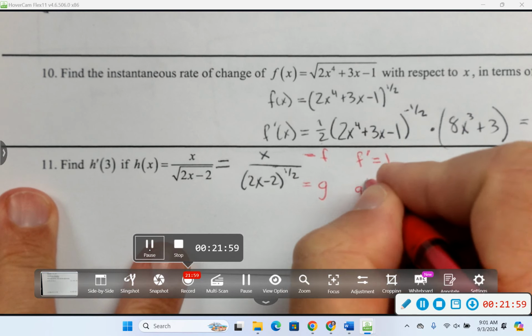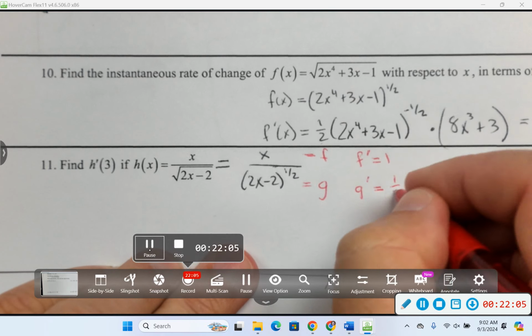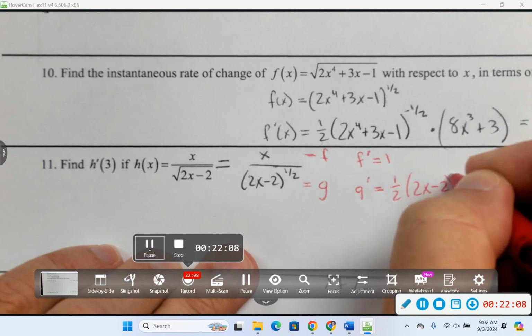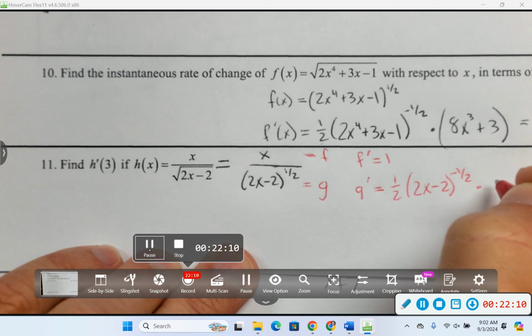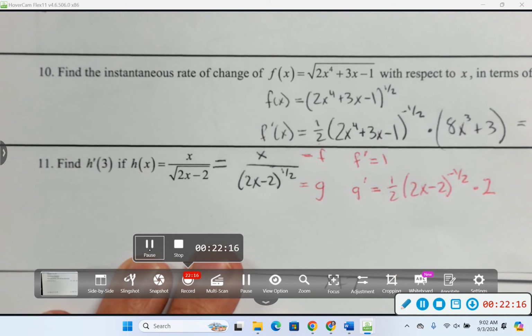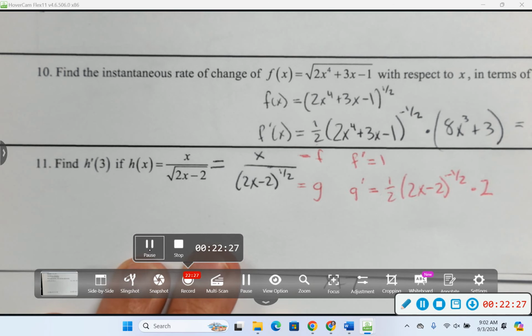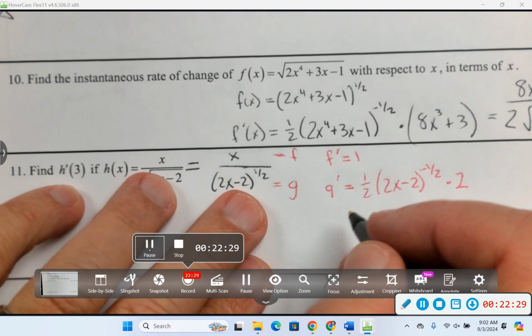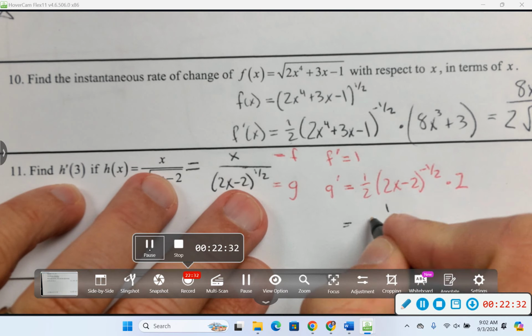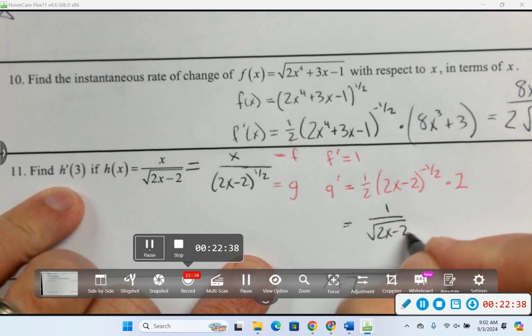Top derivative is easy. And bottom derivative, 1/2 times 2x minus 2 to the negative 1/2 times 2. See where those pieces came from? I think I would clean that up before going to the quotient rule, just because I can. I don't want it to be too messy. So the 2 and the 1/2 would cancel. I'm going to rewrite this as 1 over the square root of 2x minus 2.